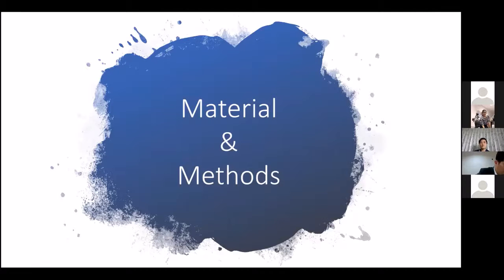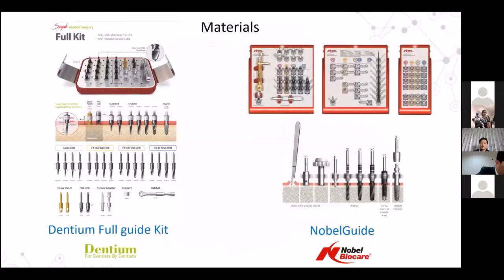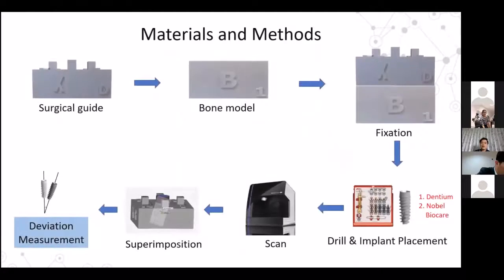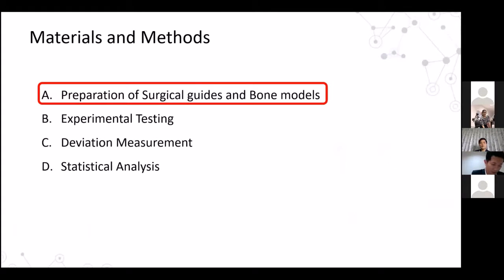Now, next to the materials and methods. The dental implants chosen in this study are from two companies, Nobel Biocare and Dentium. Let's begin with the flow chart of this method. We made the surgical guide and bone model, fixed them together, drilled and placed the implant, and did superimposition for the deviation measurement. First, let's do the preparation of the surgical guide.